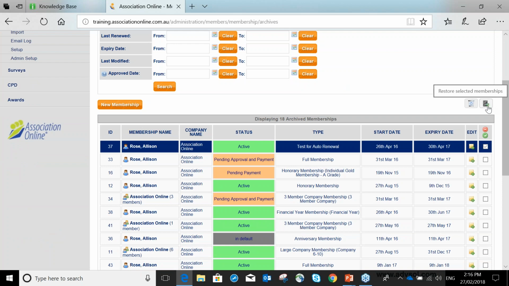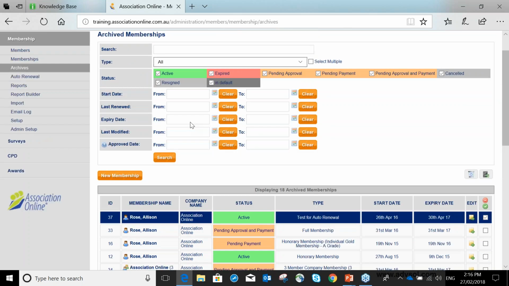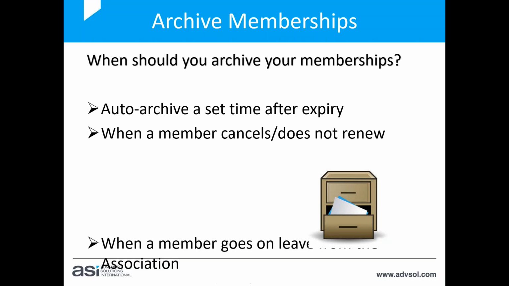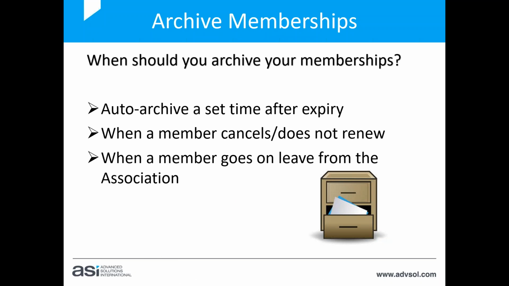So if Cookie Monster does come back after 6 months and says, actually, I do want to be a member of your association, you don't need to create a new membership. You can restore his membership and renew it from there. That is just a recommendation from us to keep your numbers up to date for your dashboard and clean: make sure you archive any memberships that are no longer relevant in your list.